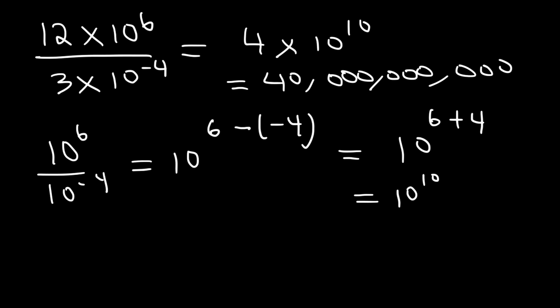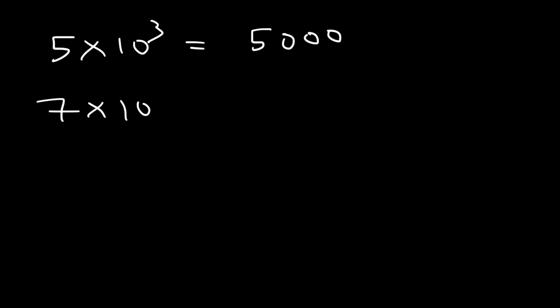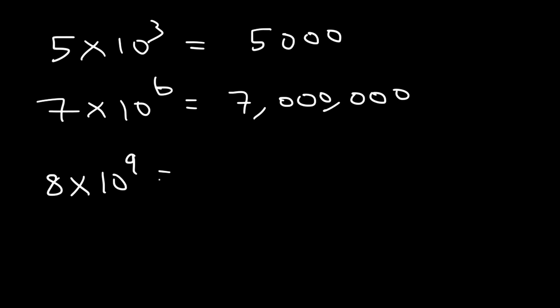If you want to know how to quickly convert scientific notation into decimal form, it helps to think of these numbers in terms of threes. For example, whenever you see 10 to the 3, think of 1,000. So this is 5,000. Whenever you see 10 to the 6, it's a million. So this is going to be 7 million. 10 to the 9 is 1 billion. So this is going to be 8 billion. That's a quick way just to do it mentally.